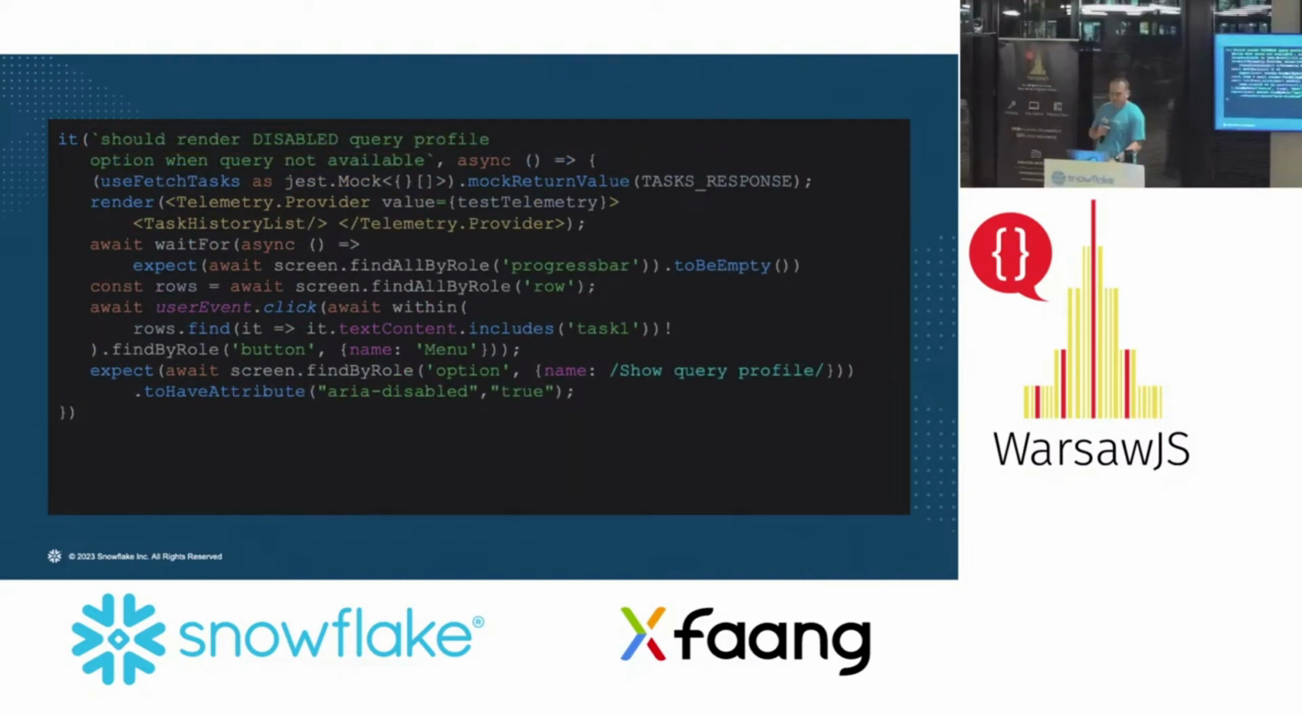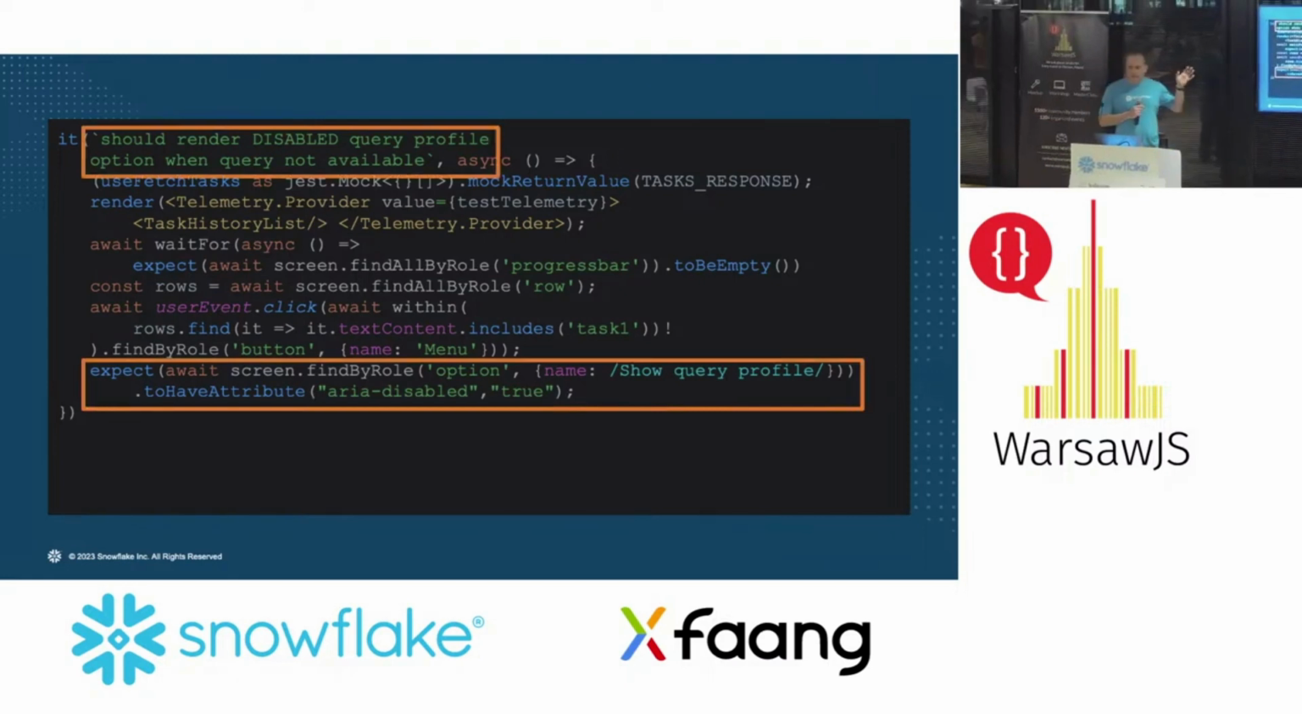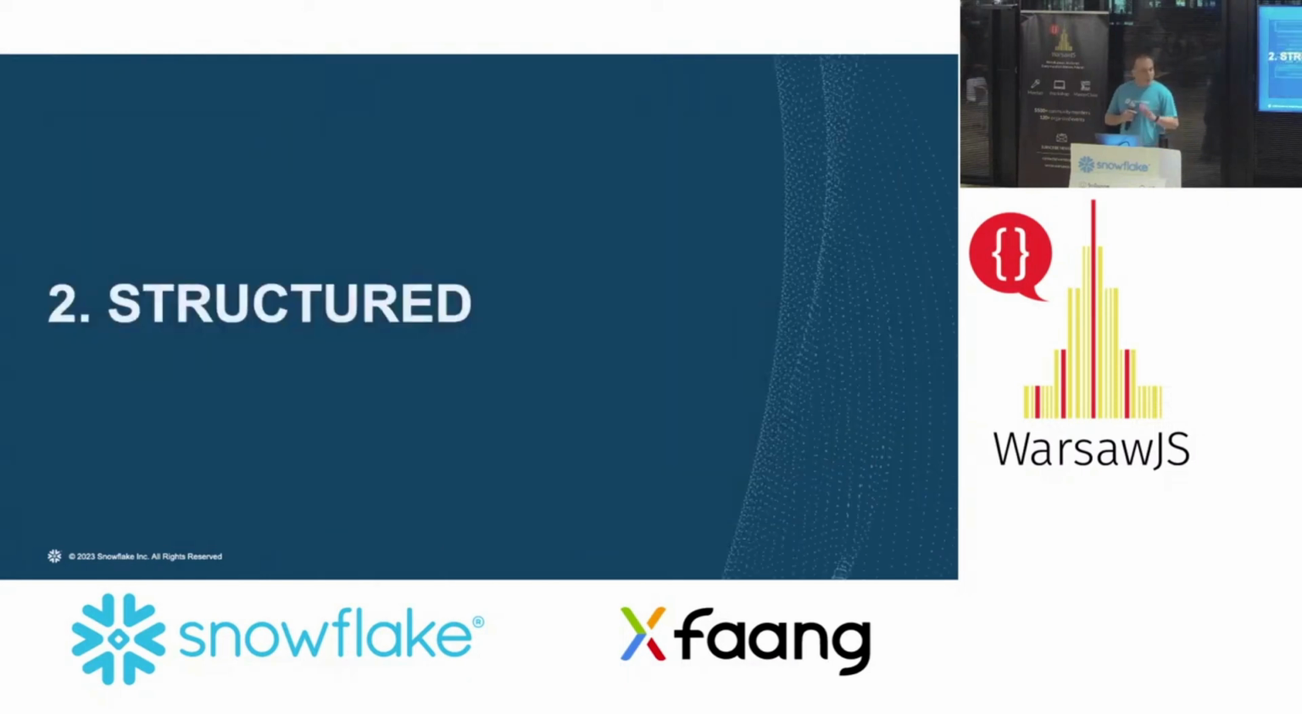First of all, change the name to say exactly what I'm doing: should render disabled query profile option if query is not available. And then expect only that. And keep the other thing in a separate test. OK, that's a bit better, but still a long way to go. So now let me make it more structured.